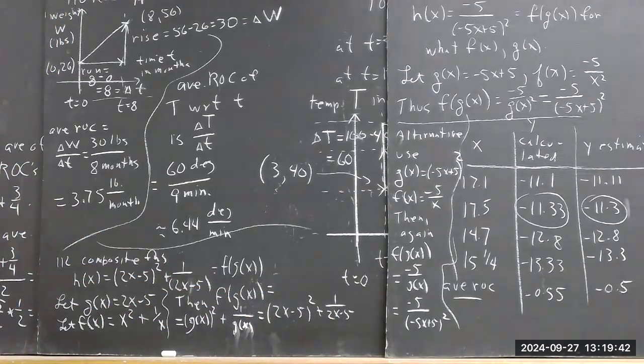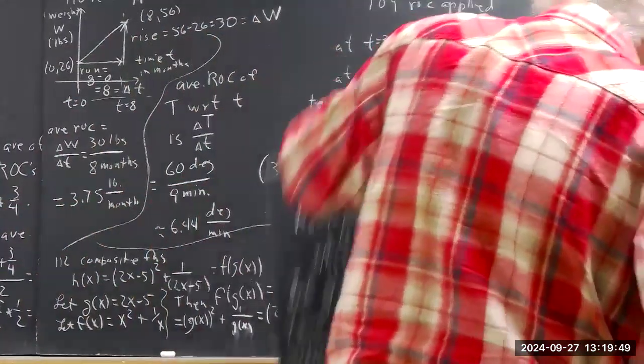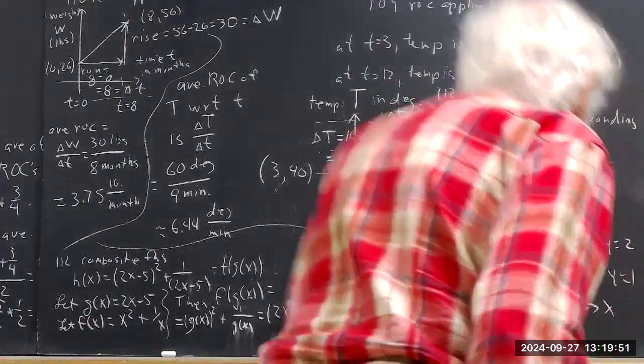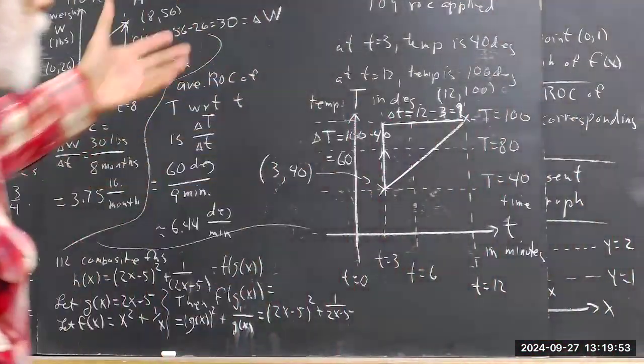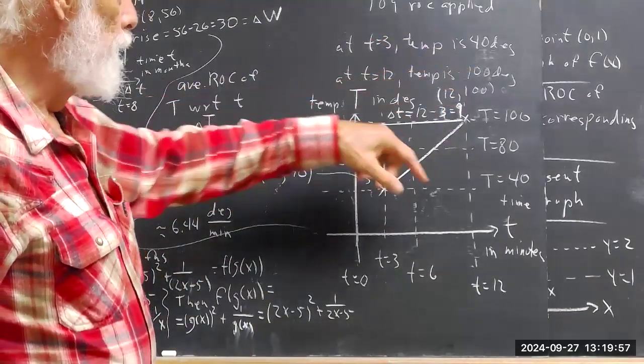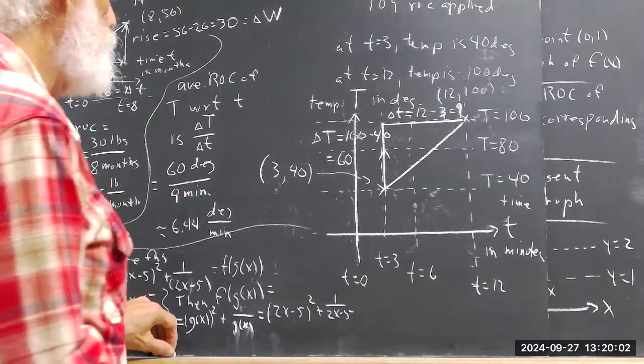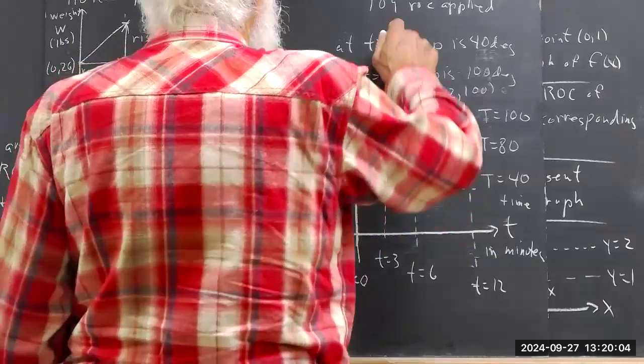Okay. Now, numbers 109 and 110 are applied rate of change functions. You have a temperature that goes from 40 degrees to 100 degrees as your time goes from 3 to 12, and it should be 3 minutes to 12 minutes.